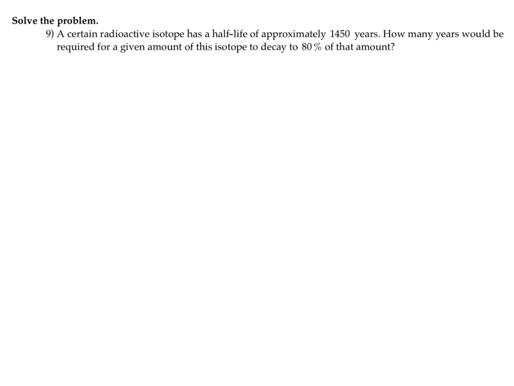Okay, next question. Ooh, more word ones. Certain radioactive type has a half-life of 1450. From just that information, I can figure out what k is. So I'll set it up. So it's P of t equals P0 e to the kt.